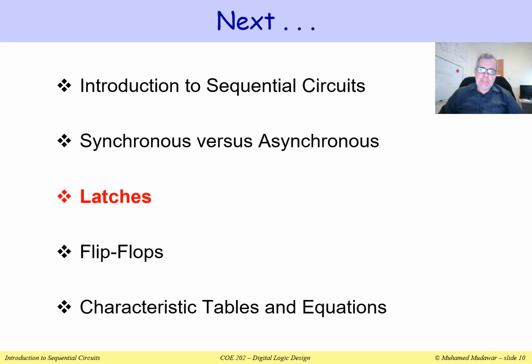So in my next video, I will introduce latches. Then I will talk about flip-flops and characteristic tables and equations.